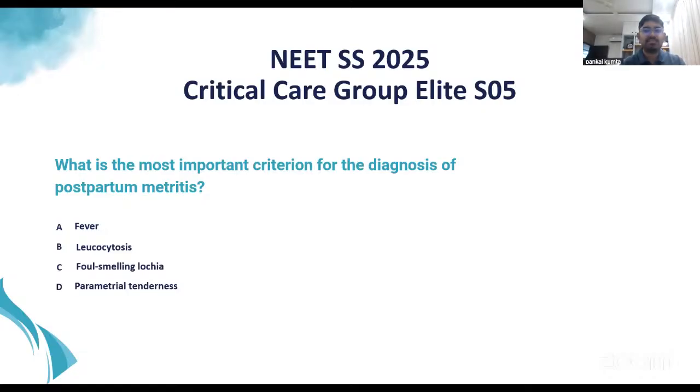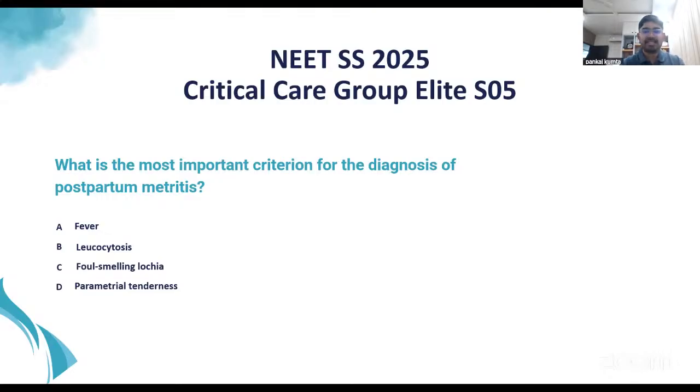The answer here was fever, because with any infection, fever is going to be the most common cause. Leukocytosis is not specific to infections, and it can happen for multiple other reasons, like any stress. Post-operatively you will have it, and postpartum is a stressful situation. You might see a slight rise in the leukocytosis.